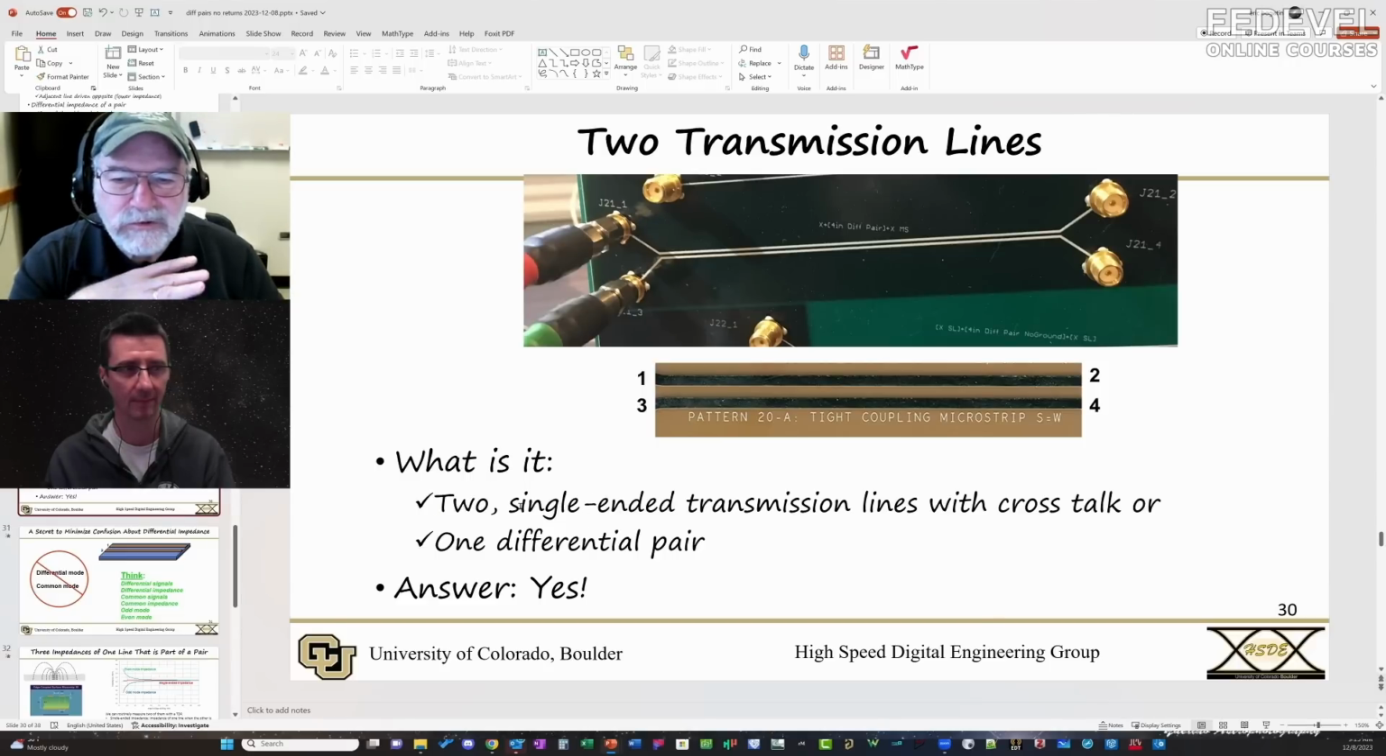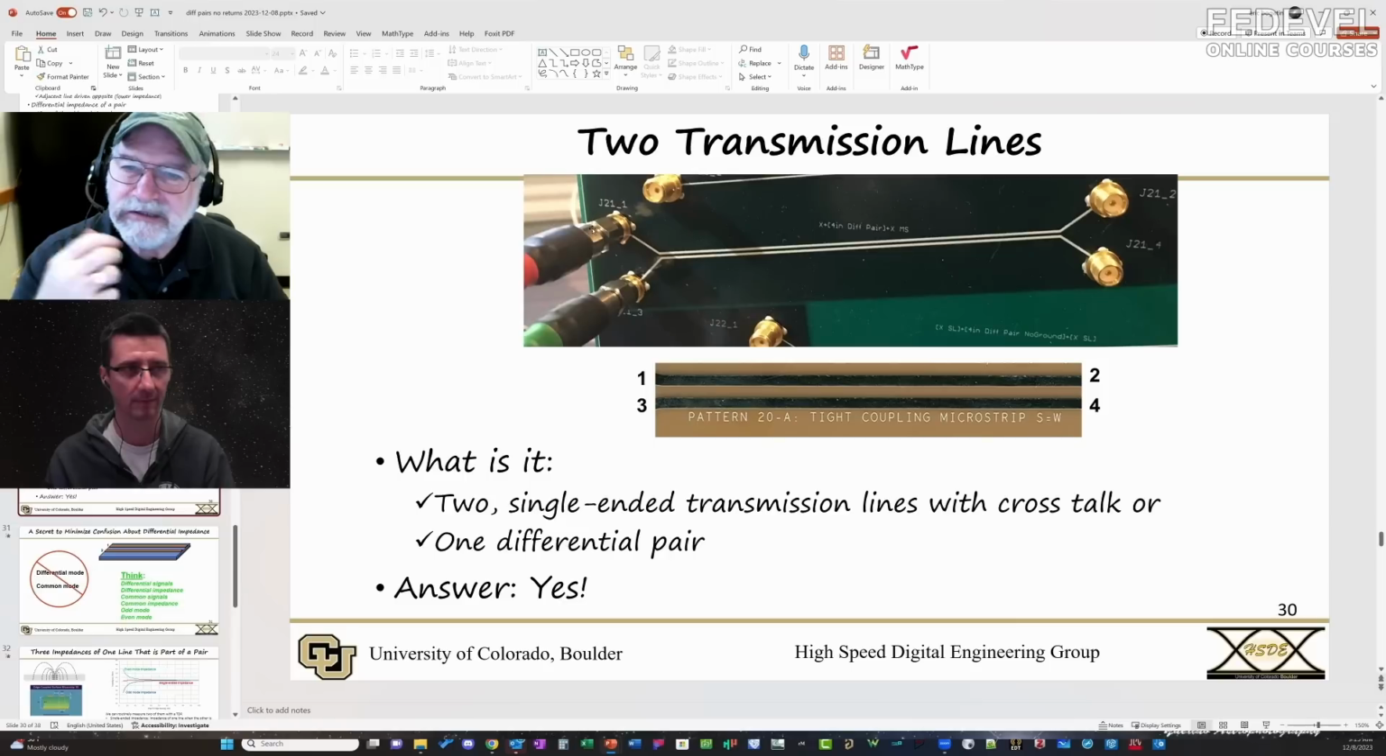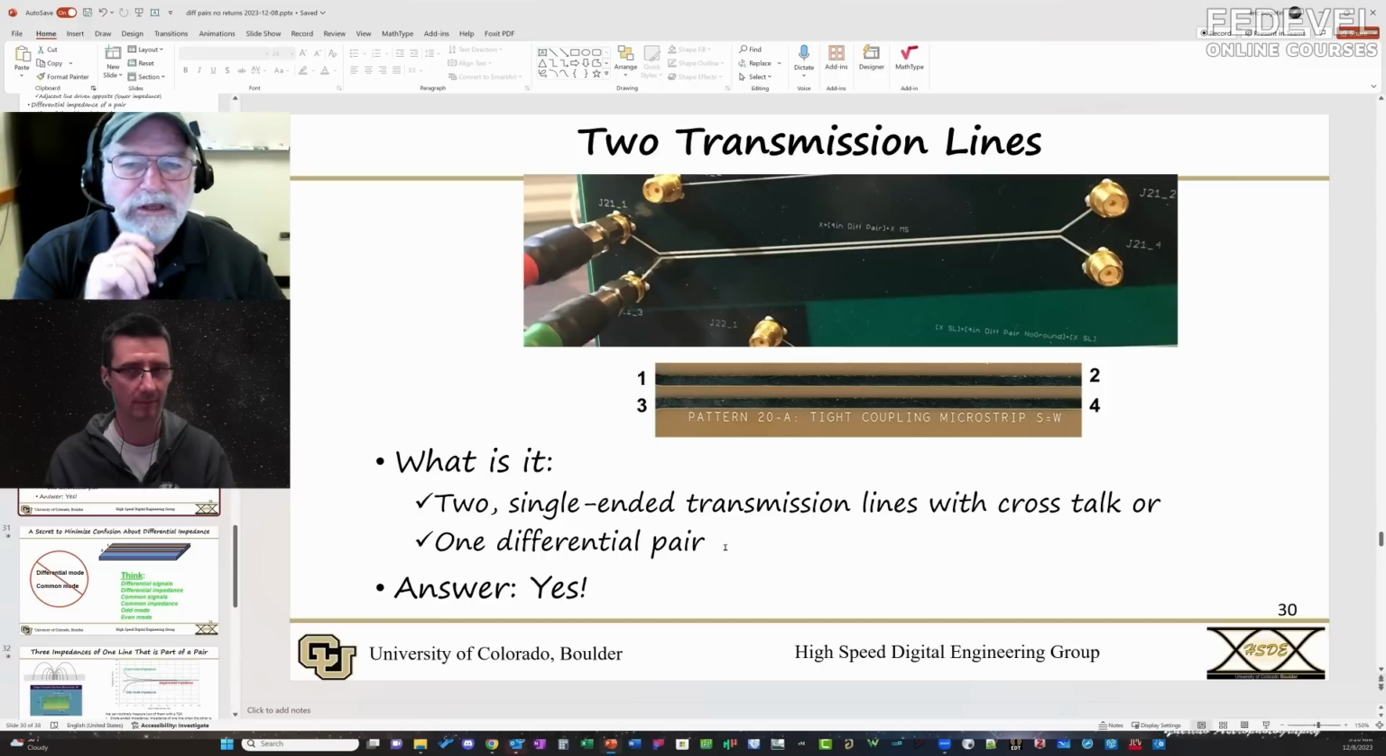And when we talk about two single-ended transmission lines, then the signals on the two lines are single-ended signals. There's a single-ended signal on line 1, a single-ended signal on line 2. They can be arbitrary, absolutely anything we want them to be. If we describe those same two single-ended transmission lines as one differential pair, then we can only describe the two kinds of signals, a differential signal or a common signal.